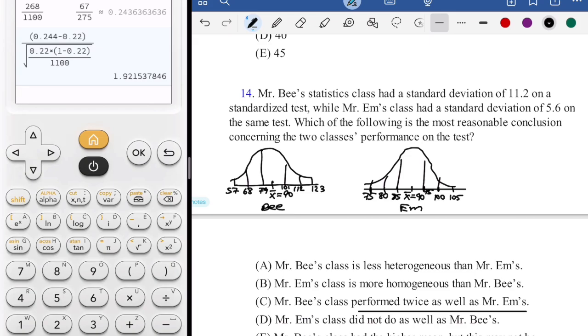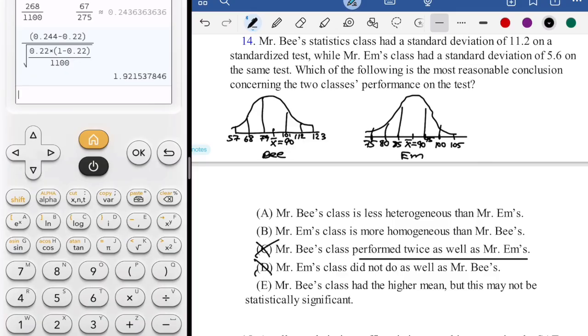Within 3 standard deviations is considered not to be in the outlier territory. Anything outside of 2 standard deviations is considered unusual. So in the case of Mr. B, anything outside the interval of 68 to 112 would be considered unusual. In the case of Mr. M, everything outside the interval of 80 to 100 would be considered unusual. But we can't really make a determination of size. I could have done the exact same thing, but just put this center value at 70, and I would still have the same shape of the distribution. So we can't make a determination on that.